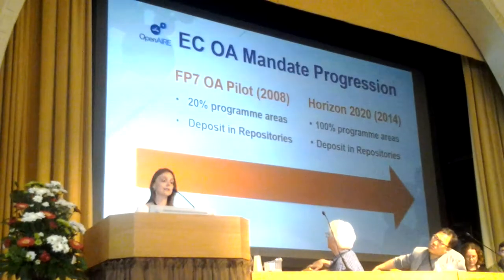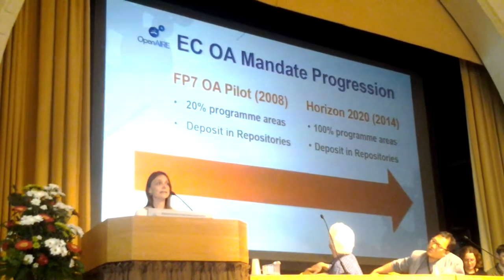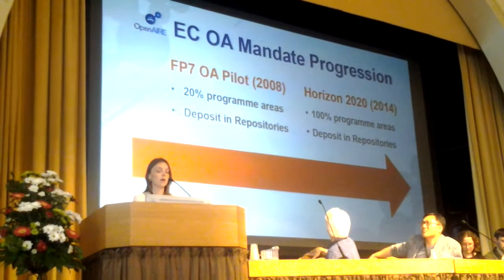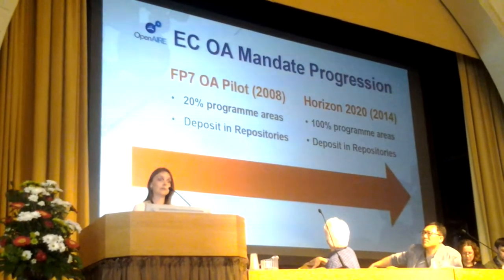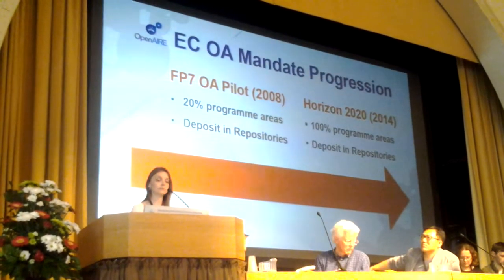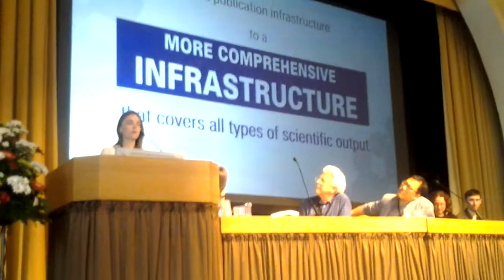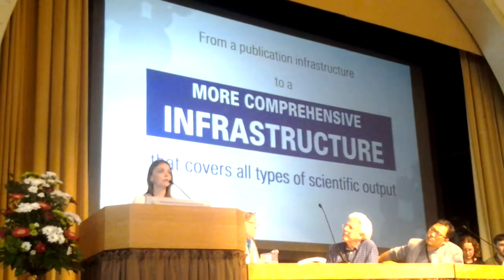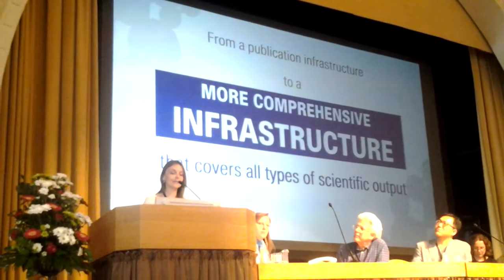Just to put it in context, the FP7 open access pilot was for 20% of the programme areas. So we were collecting all the publications for 20%, via green open access and gold as well. And now in Horizon 2020 it's in 100% of the programme areas. So that's a much stronger mandate, and it's going to be a much bigger remit for collecting all these publications via repositories. We're also moving from a publication infrastructure to something bigger and more comprehensive, so gathering all the contextual information to do with the publication, so the funding information, the programme, the author, the institution, and the associated data.